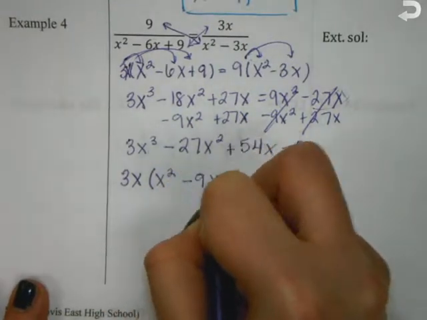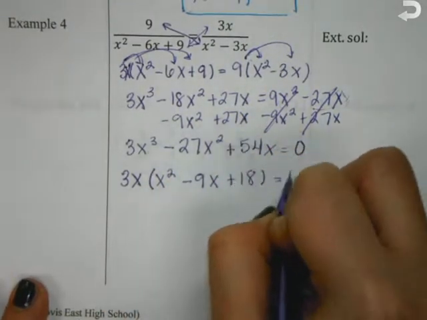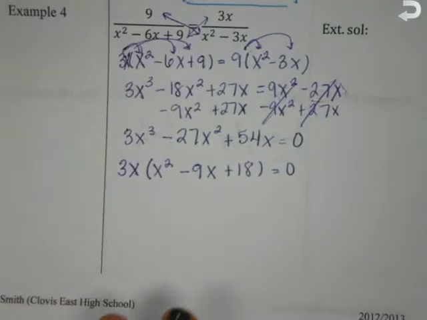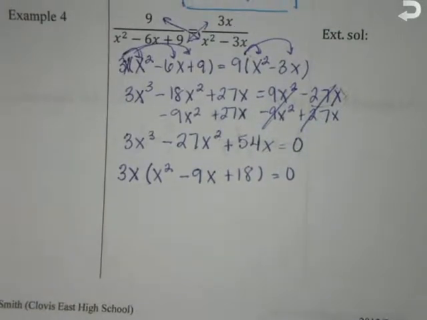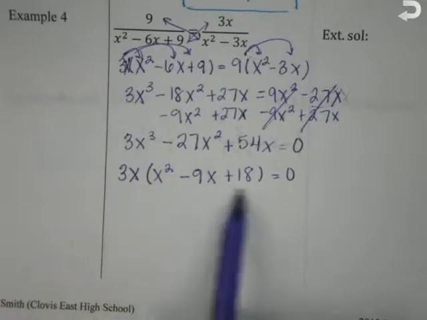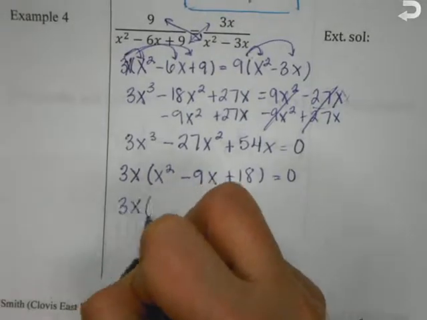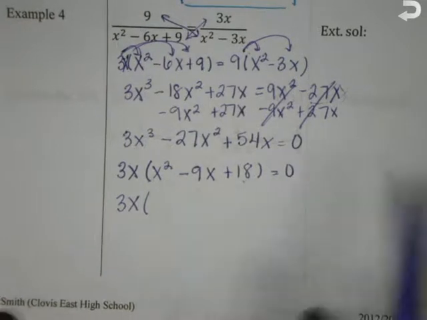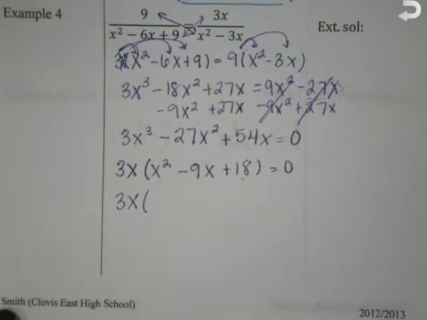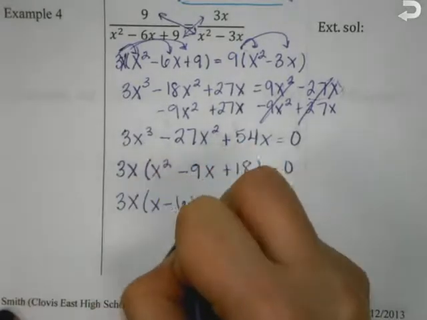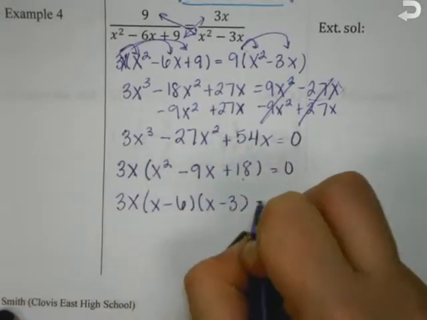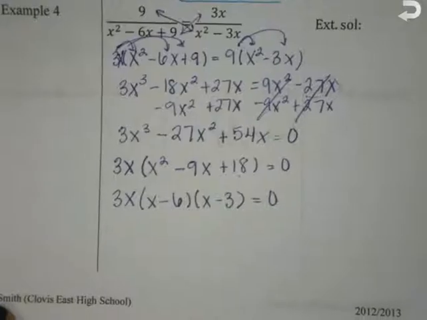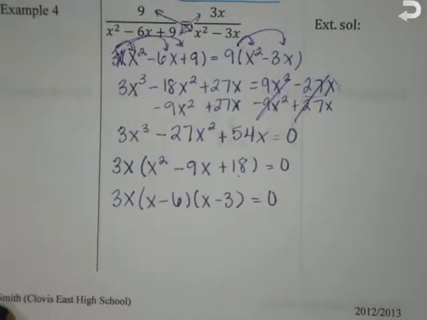Okay, in order to solve, we have to set everything equal to 0, but we can factor this right here. So that's 3x times, what two things multiply to 18 and add up to negative 9? 6 and 3, both of them have to be negative. So x minus 6 times x minus 3 equals 0. So set everything equal to 0: 3x equals 0, x minus 6 equals 0, and x minus 3 equals 0.